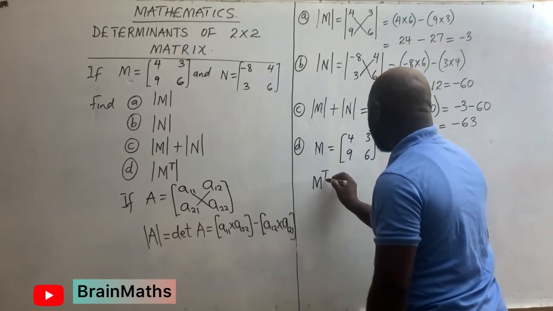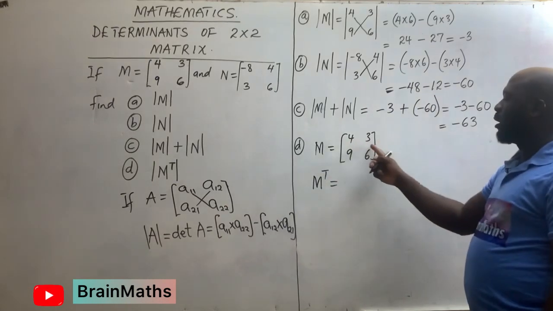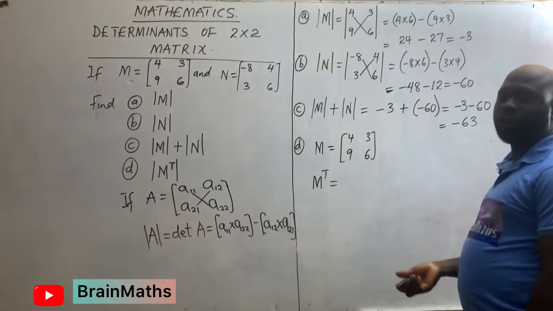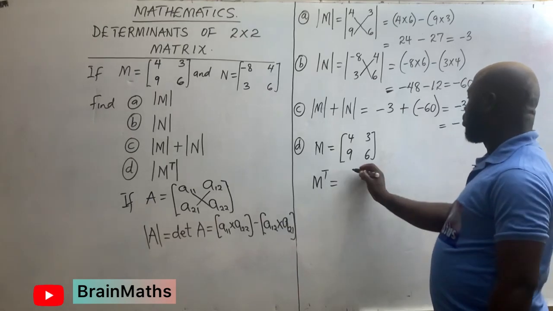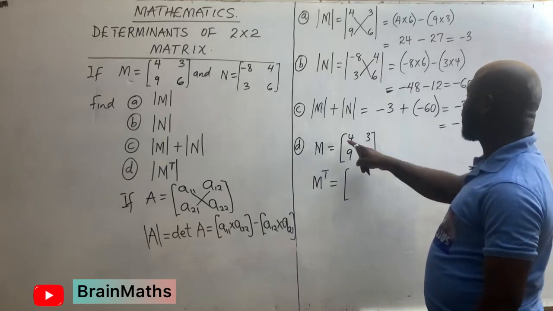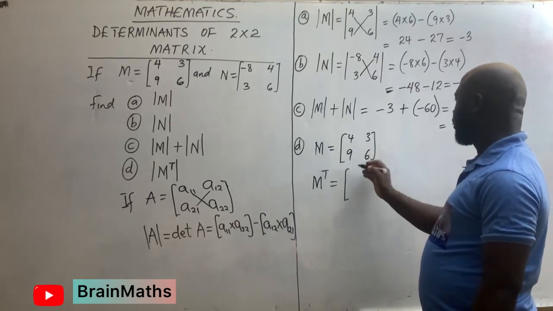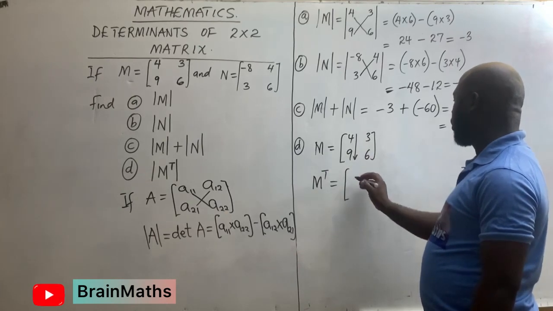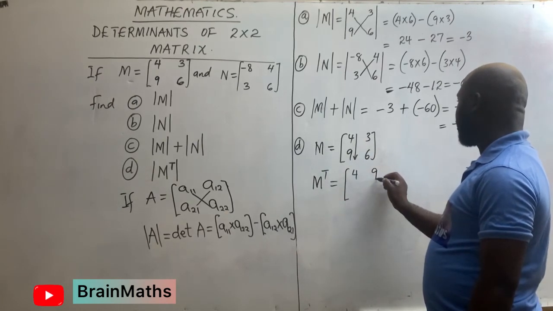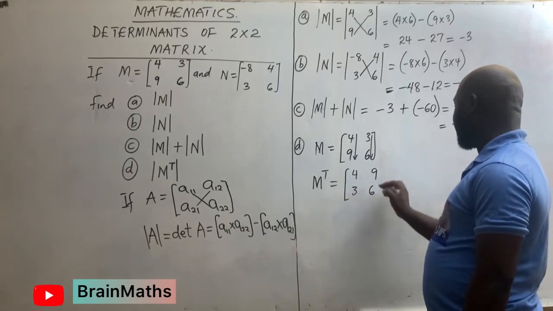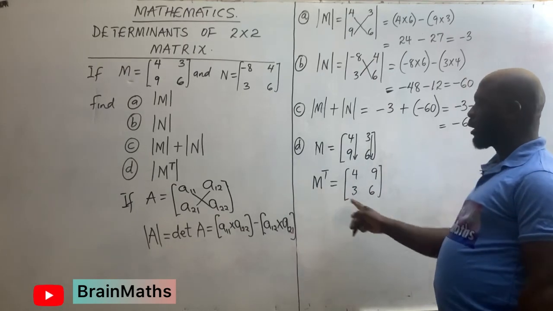If you don't forget from what we have done in our previous lessons, M transpose is the interchanging of the rows for columns, or the interchanging of the columns for rows. Whichever one you take, you are going to have the same answer. So if we are taking columns for rows, we have 4, 9, and then taking the second one, we have 3, 6. Now we have transposed our M.